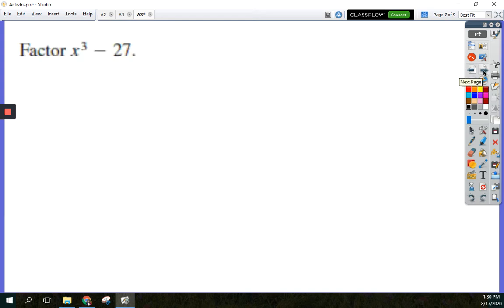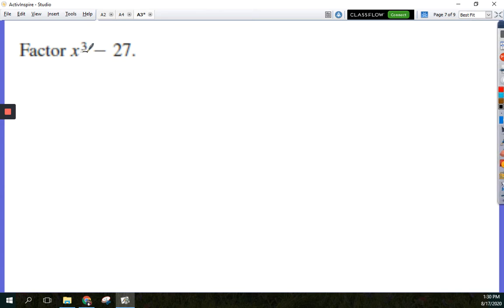Now, for our next example, we're looking at x cubed minus 27. Now, just like with our previous examples, we want to check and see, do we have a greatest common factor? And we don't. And then also, hopefully, we can see that this time we have a cubed, which is different than the last few examples that we did because those were squares. Something that I noticed right off the bat as well is that 27 can be rewritten as 3 cubed.